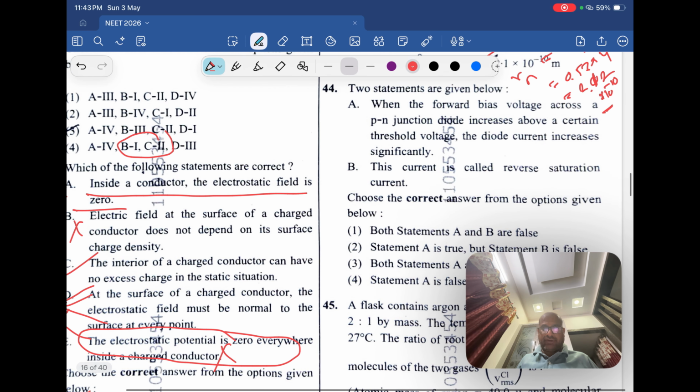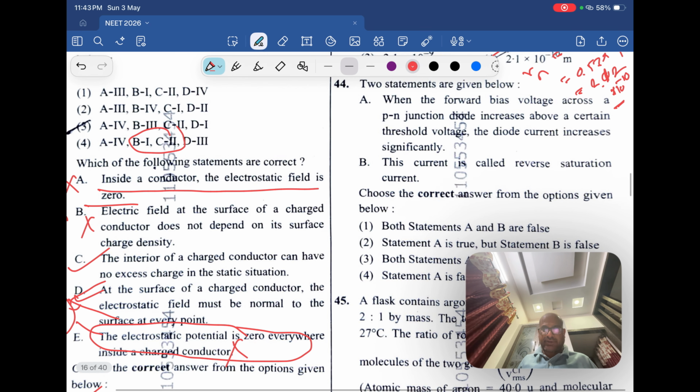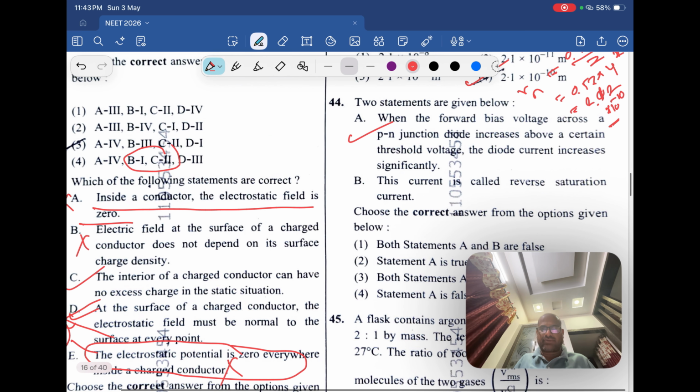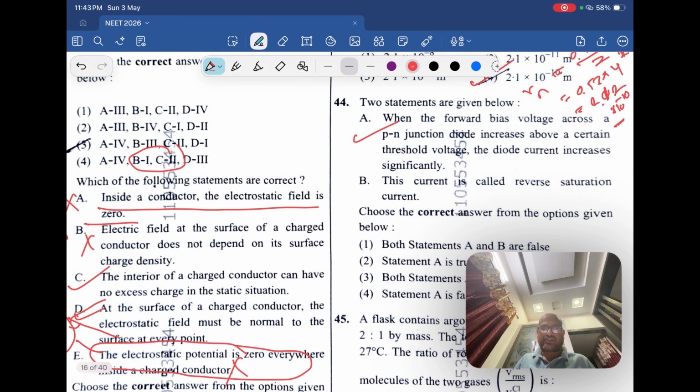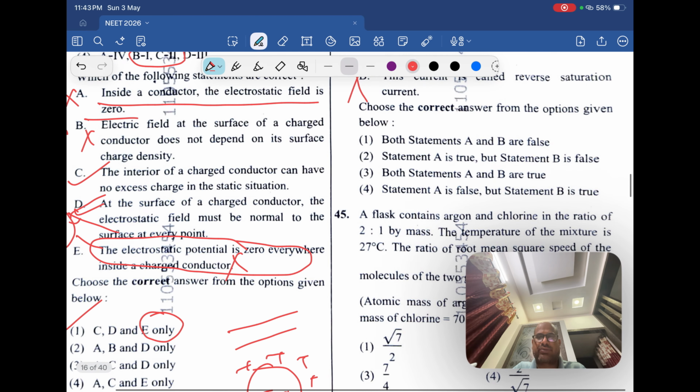Now you see, two statements are given below. When the forward bias voltage across the PN junction increases above a certain threshold value, the diode current increases significantly. That is true. This current is called reverse saturation current. No, reverse bias current is because of what? Minority charge carriers. This is forward bias, the forward bias voltage, so the current is not reverse saturation current. So statement A is true, statement B is false. A is true, B is false.